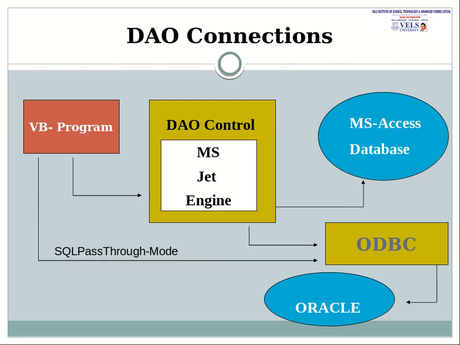Here is the DAO connection. The front end application is the VB program, and the backend application is either an MS Access database or Oracle. In the VB program, the VB form's DAO control uses the MS Jet engine to connect to the MS Access database. If you want to connect to an Oracle server, you use an ODBC connection.